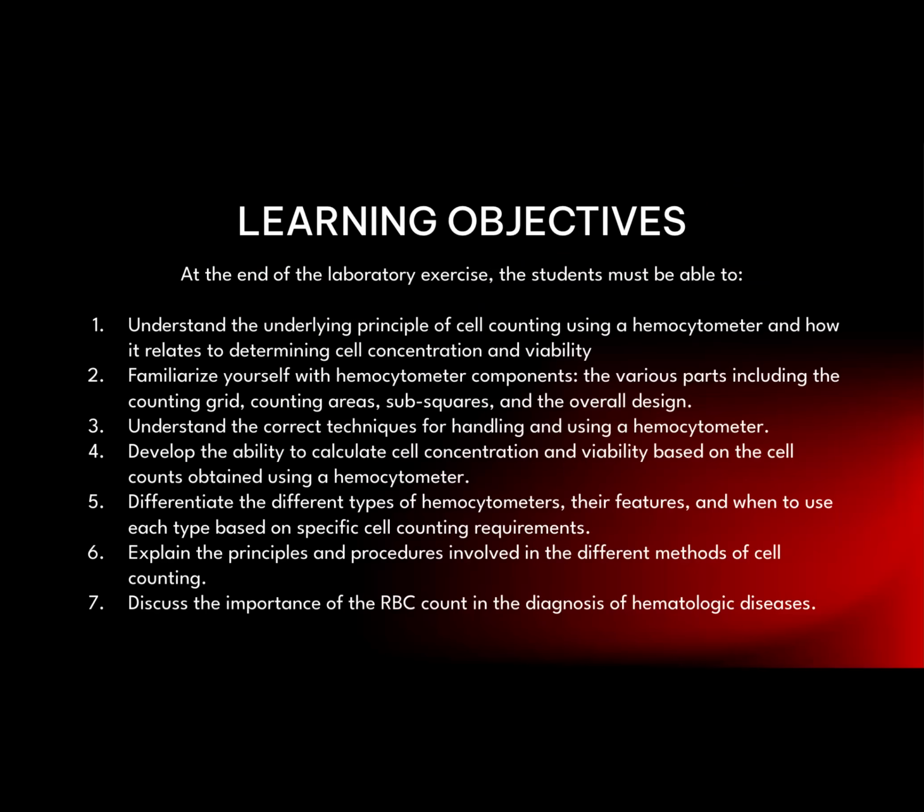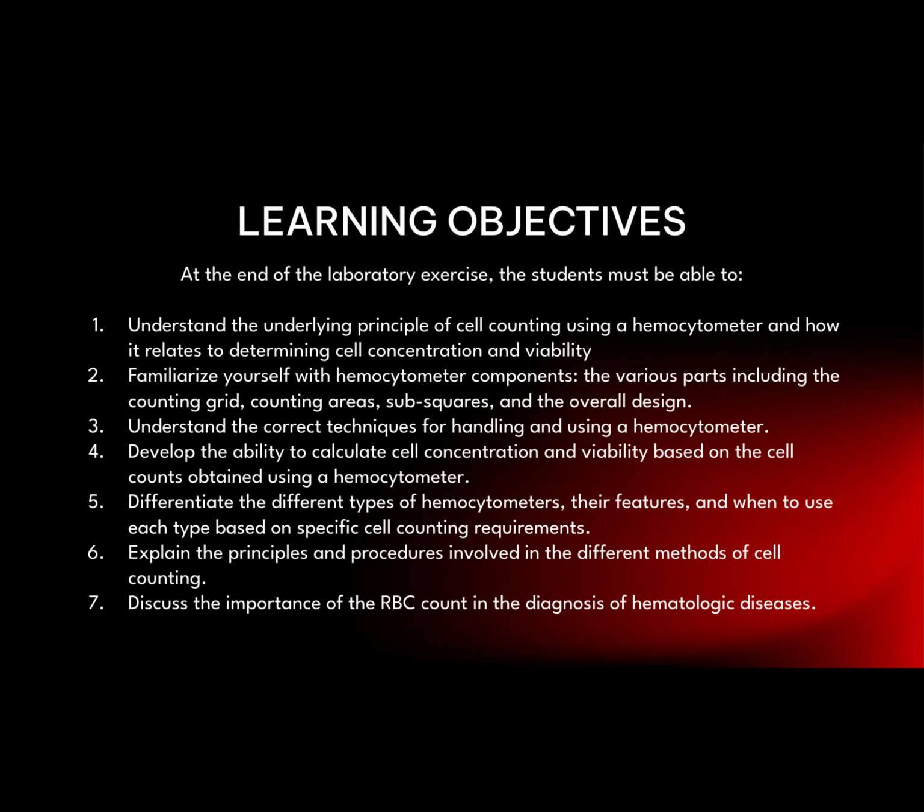First, let's talk about the different learning objectives. At the end of the laboratory exercise, the students must be able to: number one, understand the underlying principle of cell counting using a hemocytometer and how it relates to determining cell concentration and viability. Number two, familiarize yourself with hemocytometer components, the various parts including the counting grid, counting areas, subsquares, and the overall design. Number three, understand the correct techniques for handling and using a hemocytometer. Number four, develop the ability to calculate cell concentration and viability based on the cell counts obtained using a hemocytometer.